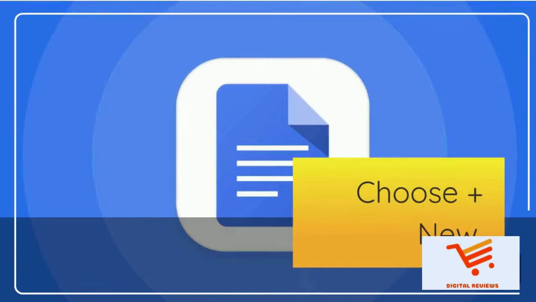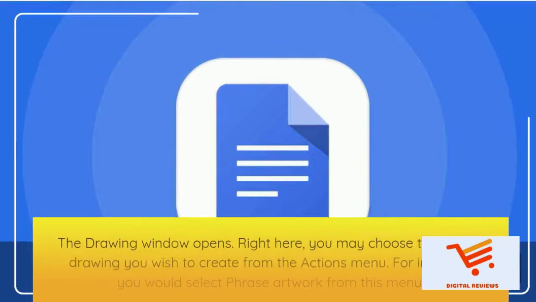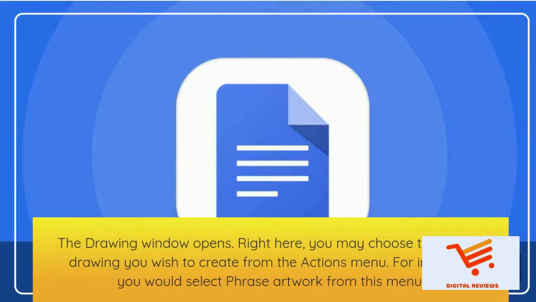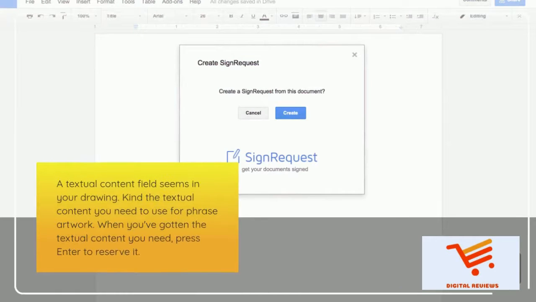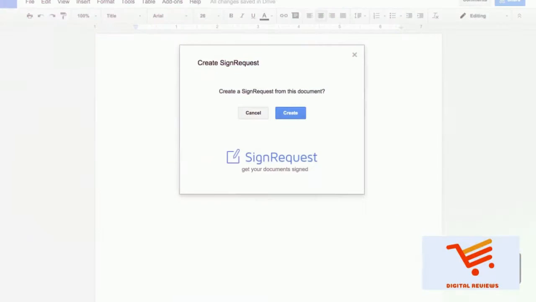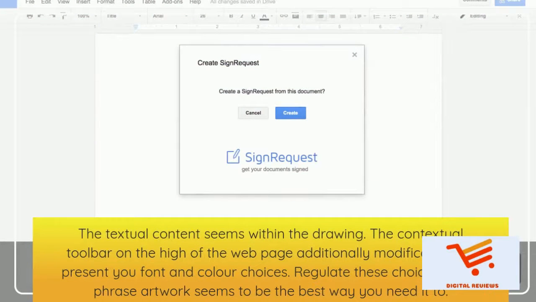Select + New. The drawing window opens. Here, you can select the type of drawing you want to create from the Actions menu. For example, you could choose word art from this menu. A text box appears in your drawing. Type the text you want to use for word art. When you have the text you want, press Enter to save it. The text appears in the drawing.